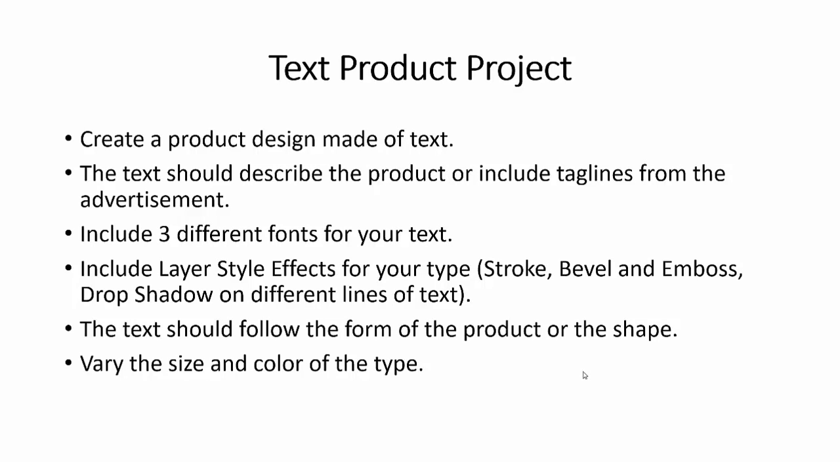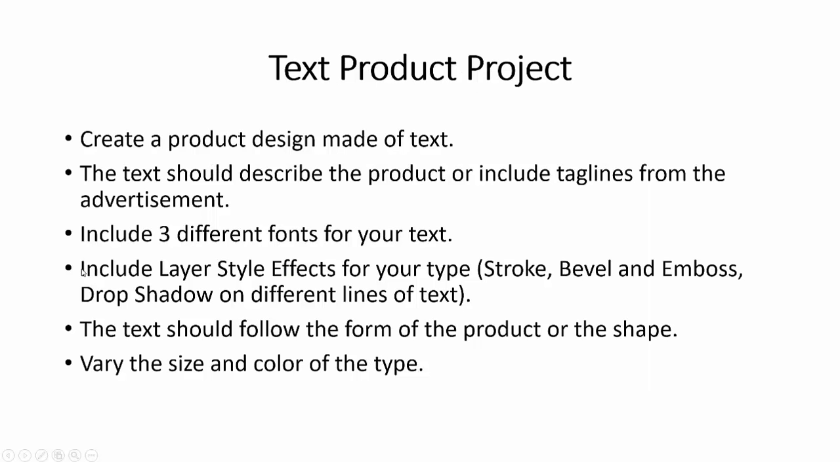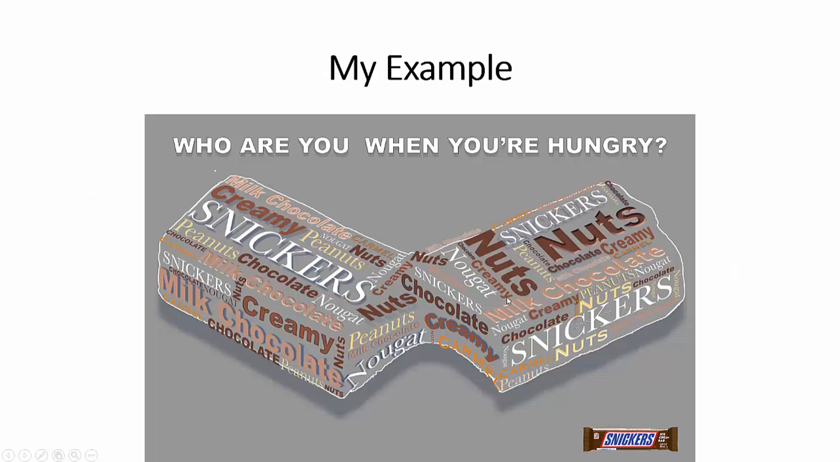Here is the actual list for the product. So we have create a product design made out of text, right? So that's step one. The text should describe the product or include taglines from the advertisement. You want to include 3 different fonts for your text. So I've included at least 3 different fonts in here. And you want to include layer style effects for your type. So we have stroke, bevel, emboss, drop shadow on different lines of text.